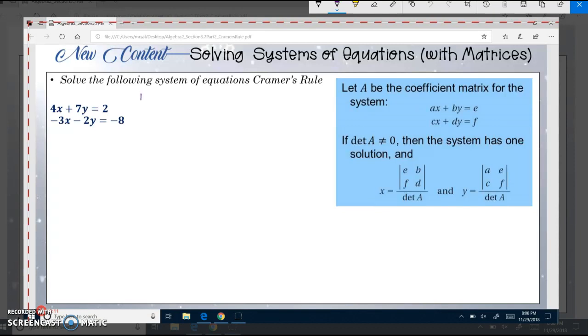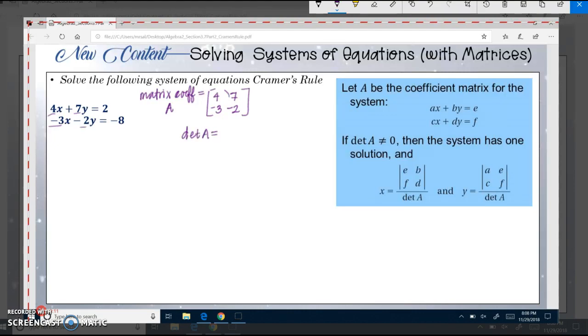So the first thing that we want to do is find the matrix that represents our coefficients, not our determinants. So we're going to get the determinant of that matrix. So we want to take our A, B, C, and D values. Remember, those are just the first terms in each of our equations. So A, B, C, D in this case is 4, then 7, then negative 3, then negative 2. So this matrix is generally called A, and then we want to find the determinant of A.